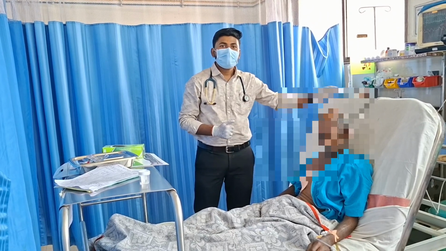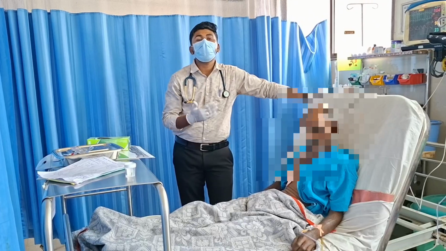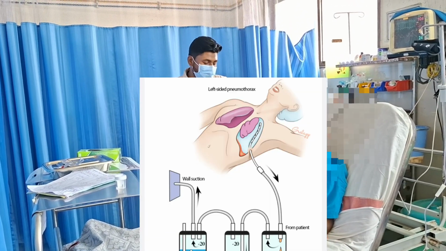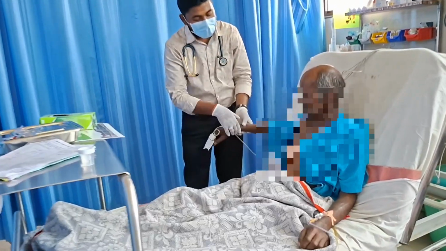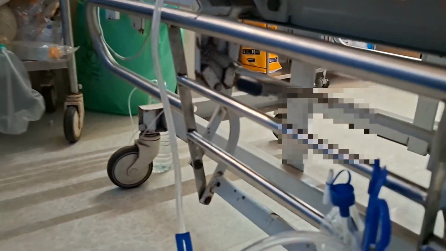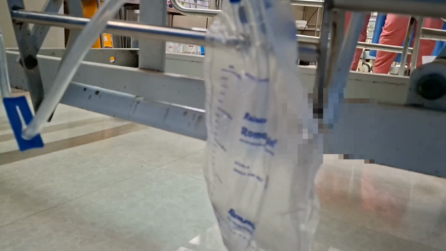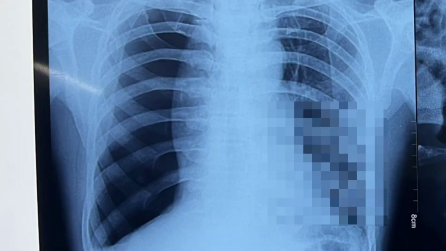If it is a larger tension pneumothorax, you have to put in an ICD, which is the gold standard. How to put an ICD? ICD means chest tube. In this patient you can see we have put a chest tube here, so that the air will come out and go here. When the patient is asked to cough, you can see the bubbles here. These bubbles mean the pneumothorax is clearing now. So this is the treatment.